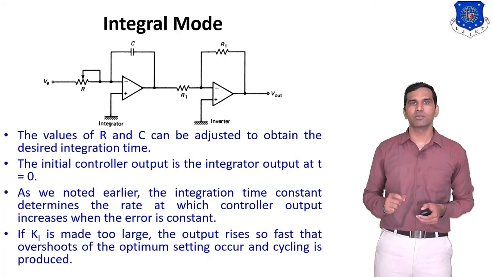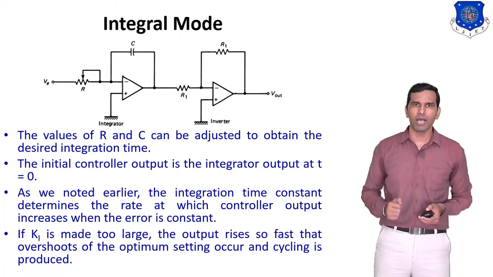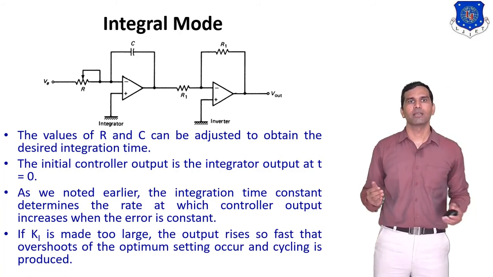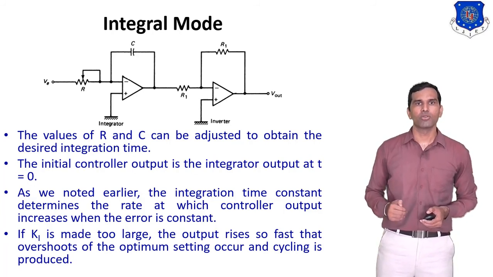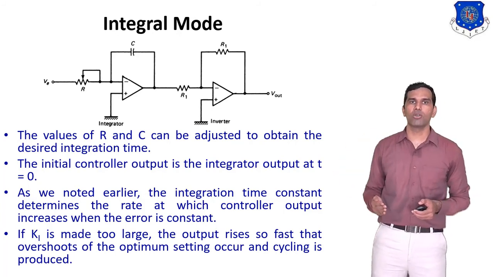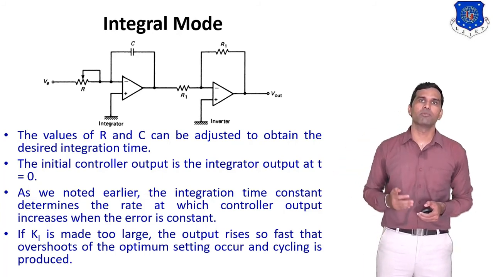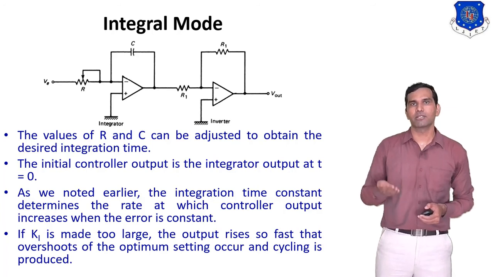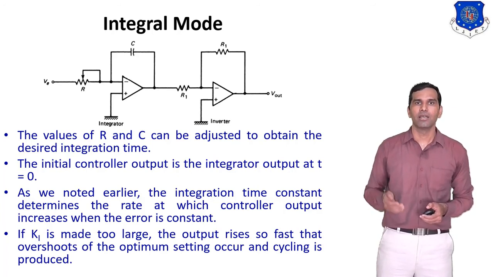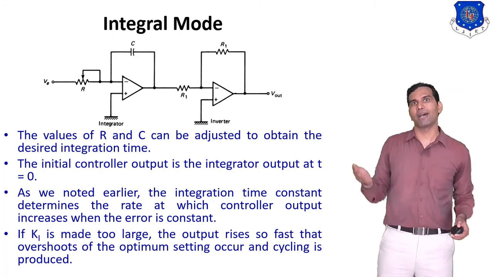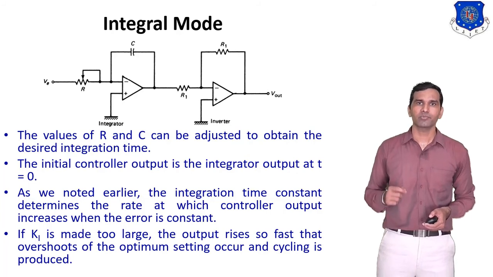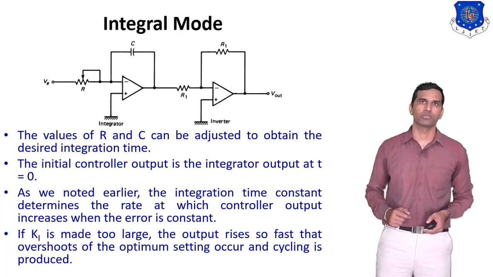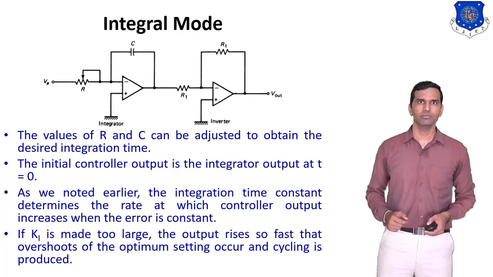If Ki is made too large, the output rises so fast that overshoot of the optimum setting occurs and cycling is produced. That means oscillation is produced when the integration gain Ki is large, because the output rises so fast that overshoot of the optimum setting occurs and cycling is produced.